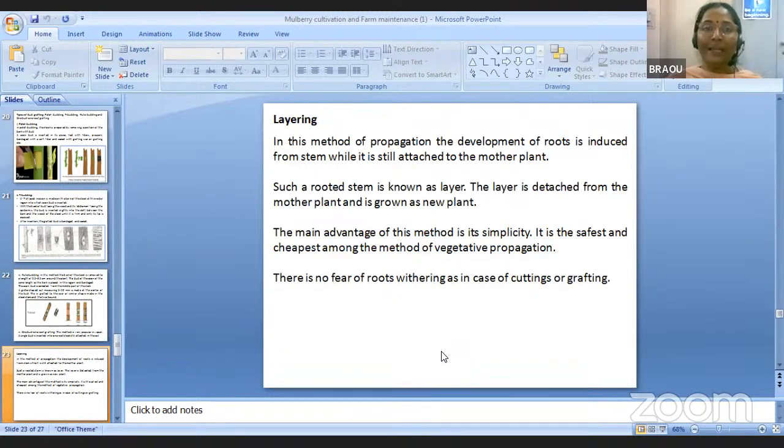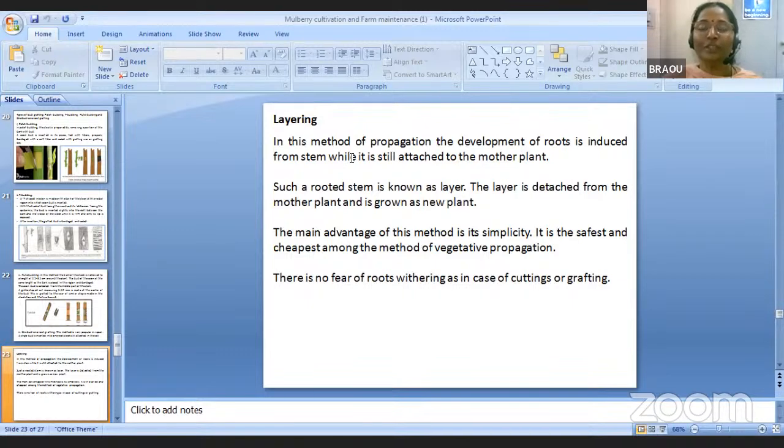So coming to layering. So how you're going to do layering type of propagation. So this is also one more type, that is a shoot type of propagation over here. So here what you're going to do under the shoot type of layering, this is a method of propagation where development of roots is induced from the stem. So already there is a stem. You're going to induce the roots to grow from the stem, and you're going to get a large number of saplings from that.